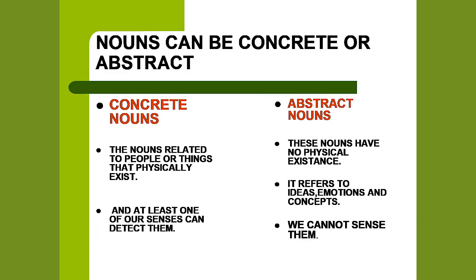Nouns can be concrete or abstract. Now, concrete nouns are related to people or things that physically exist, and at least one of our senses can detect them. But abstract nouns have no physical existence, and they refer to ideas, emotions, and concepts. We cannot sense them. So you can easily differentiate between concrete and abstract nouns. It means concrete nouns have physical existence, but abstract nouns have no physical existence.